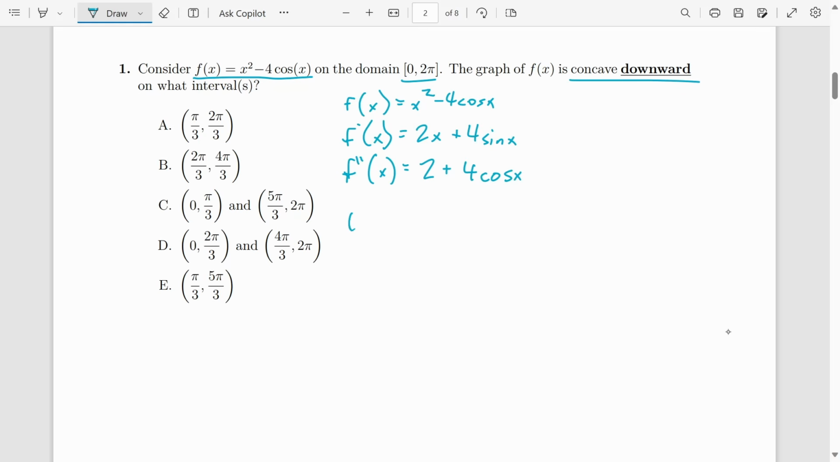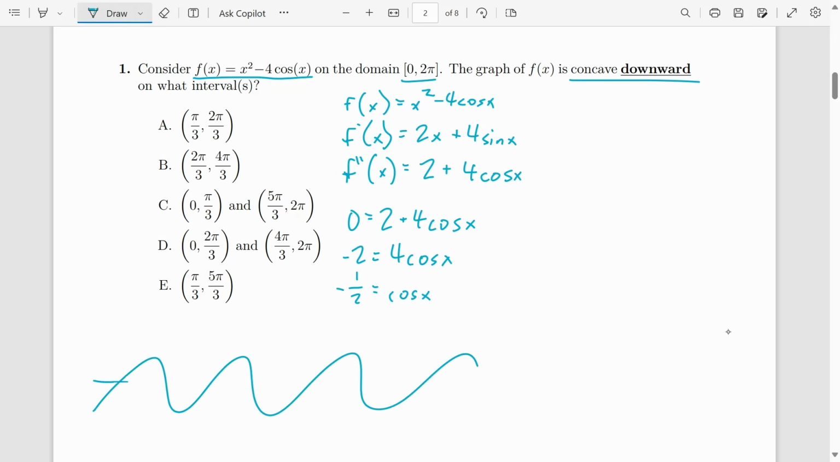Now setting it equal to 0 and then solving for x, first we could subtract 2 from both sides, so negative 2 equals 4 times cosine x, and then divide both sides by 4, we get negative 2 fourths, which is a half. Negative 1/2 equals cosine of x. So we technically have an infinite number of solutions here. There's going to be an infinite number of values we can plug in for x that will make this true, since it's a cosine function, and those look like that. So infinite number of solutions.